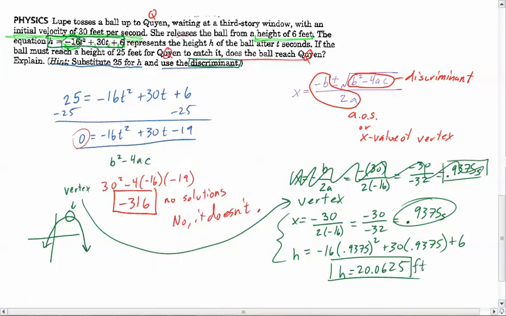And so there you go. Not only did we find out whether it got to Q, but we found out how high it got. Now, I guess the next question would be, okay, what needs to happen so Q can catch it? Is he going to be able to hang out the window? Is he going to need some type of net? But that's his problem, right?